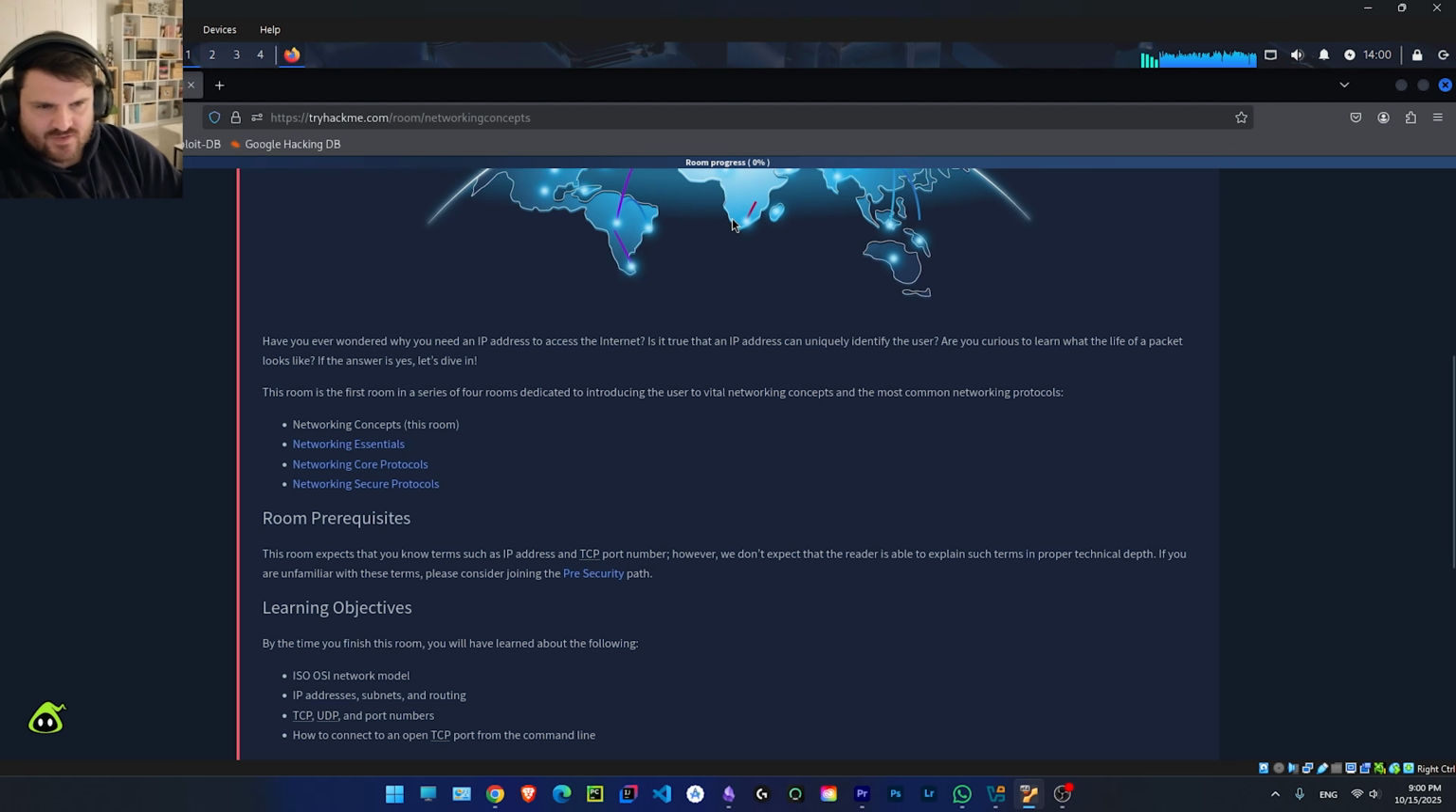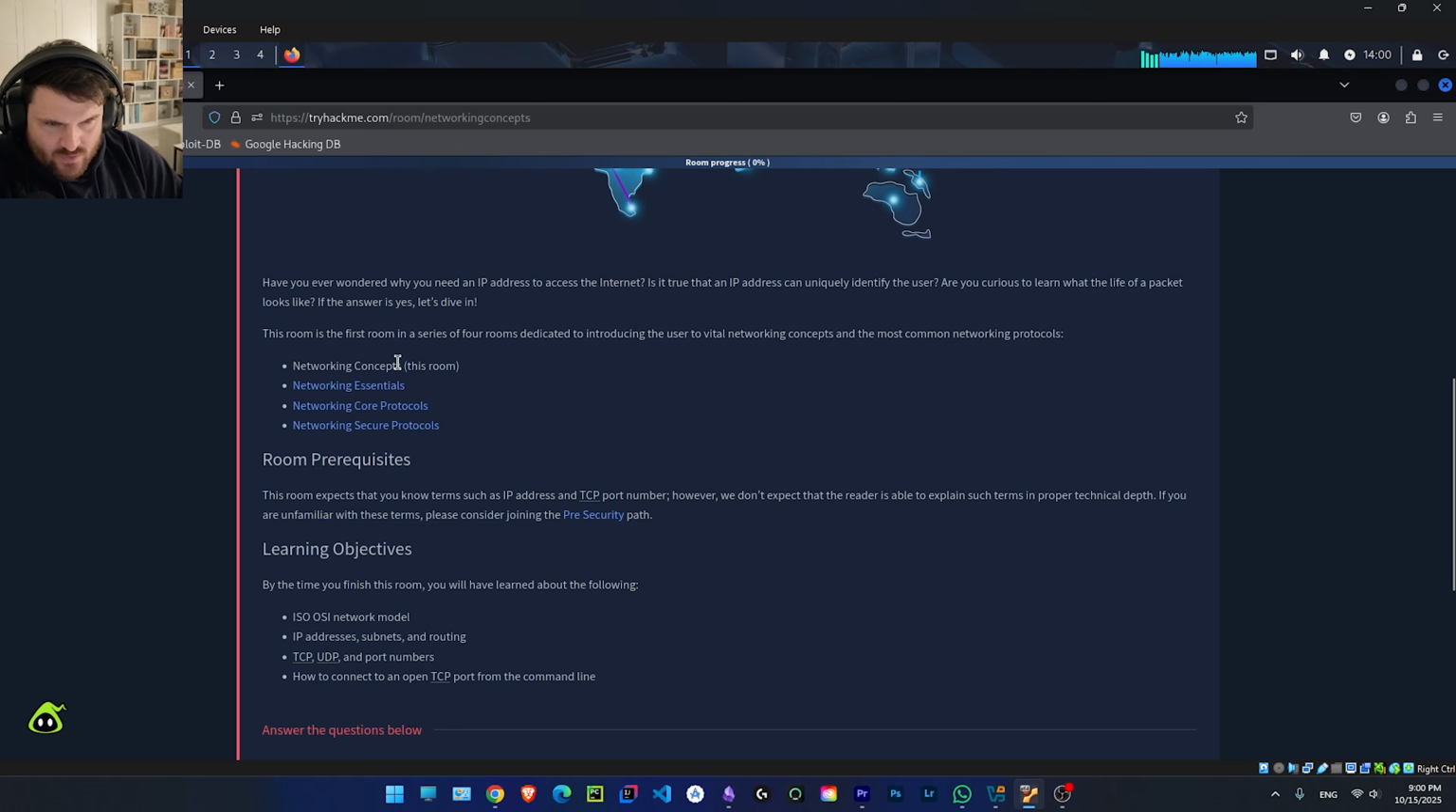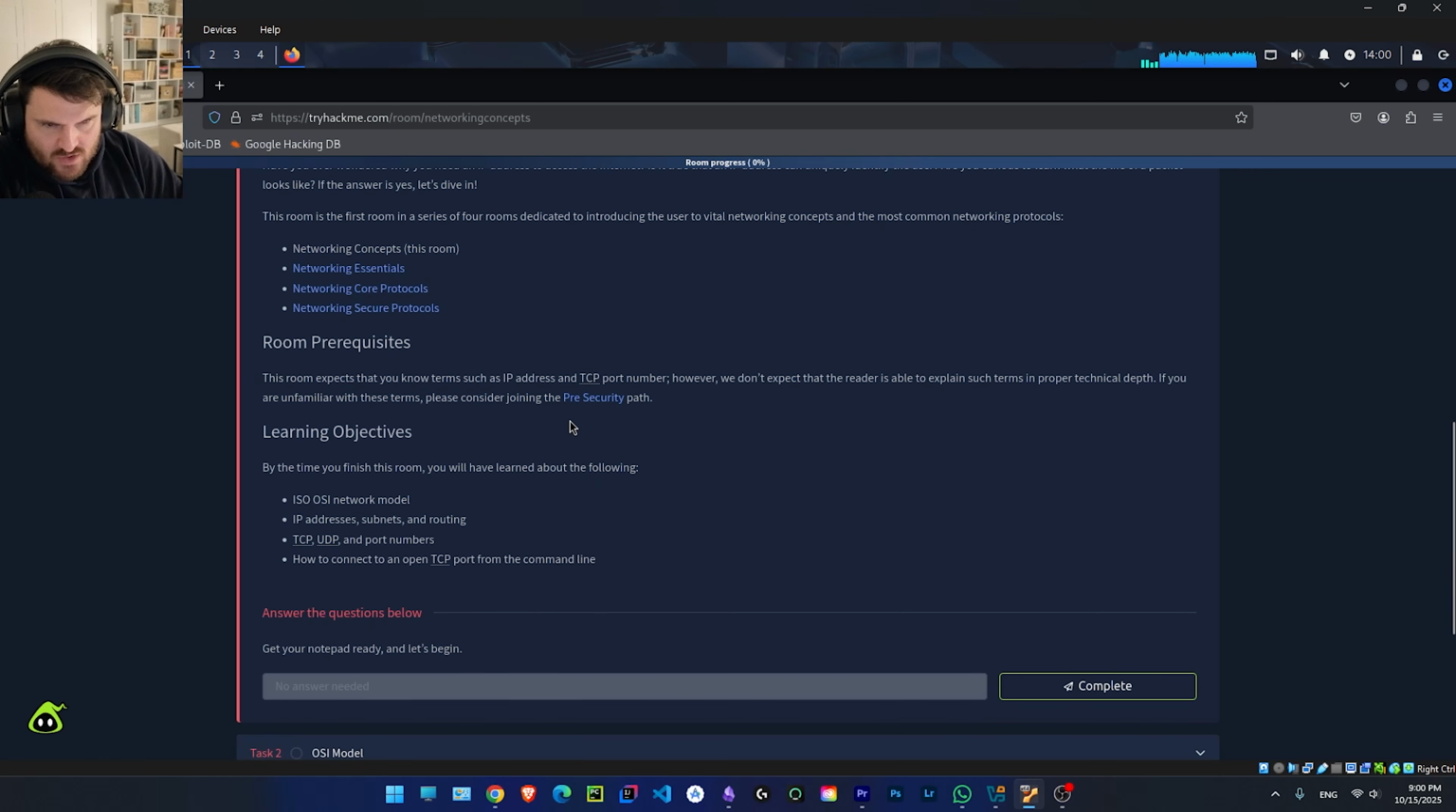This room is the first room in a series of 4 rooms dedicated to introducing the user to vital networking concepts and the most common networking protocols: Networking Concepts, Networking Essentials, Core Protocols, and Secure Protocols.